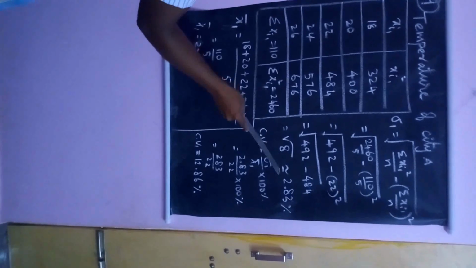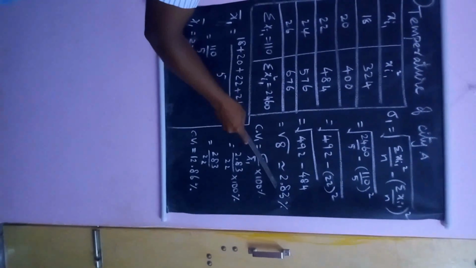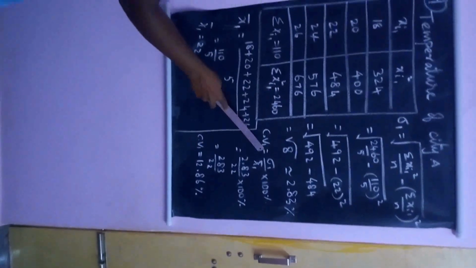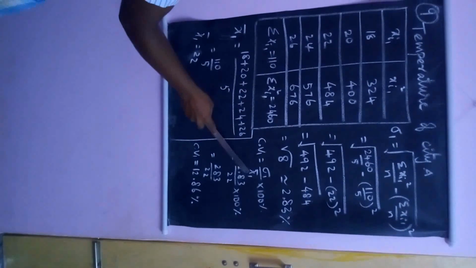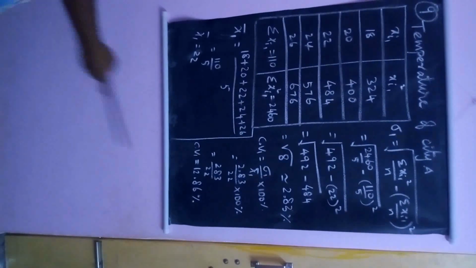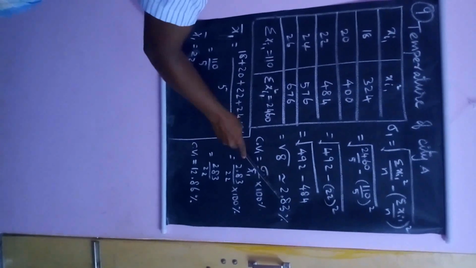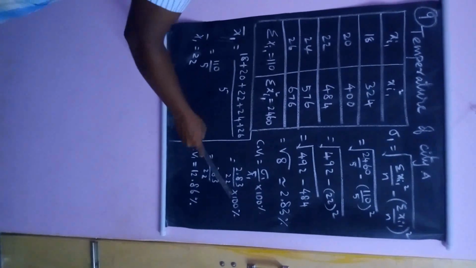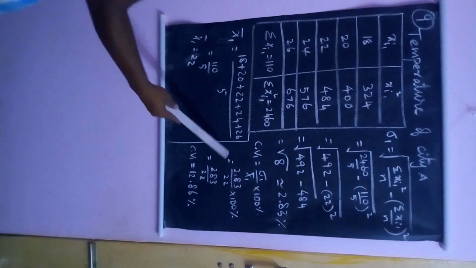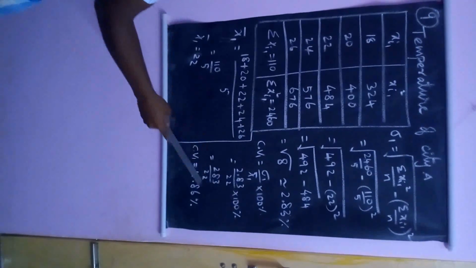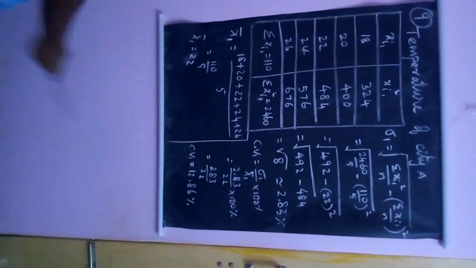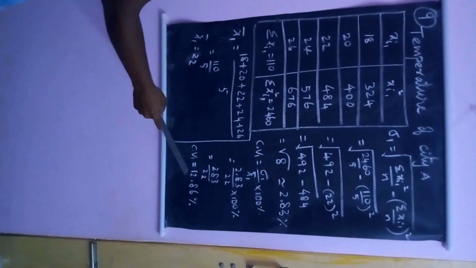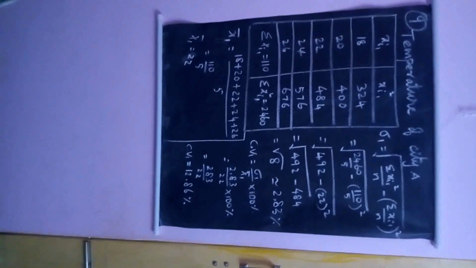So the square root of 8 is approximately 2.83. Now the coefficient of variation 1 equals sigma 1 divided by x1 bar into 100 percent. Sigma 1 equals 2.83 divided by x1 bar, which equals 22, into 100 percent. Next, 2.83 multiplied by 100 gives 283, divided by 22, we get 12.86 percent.